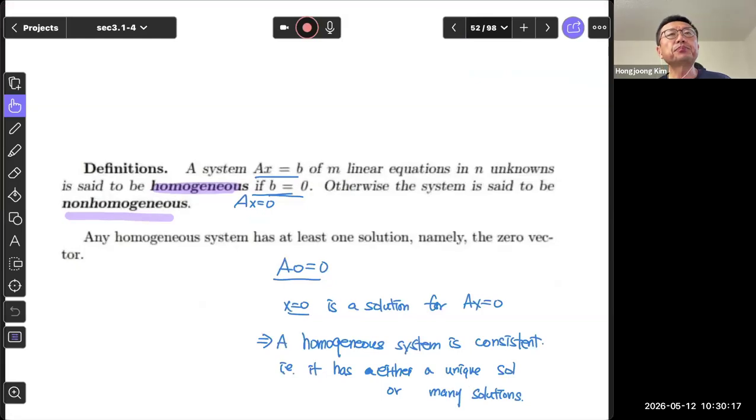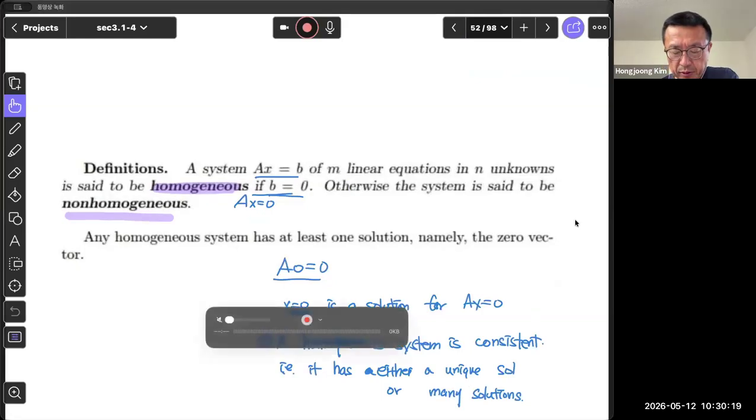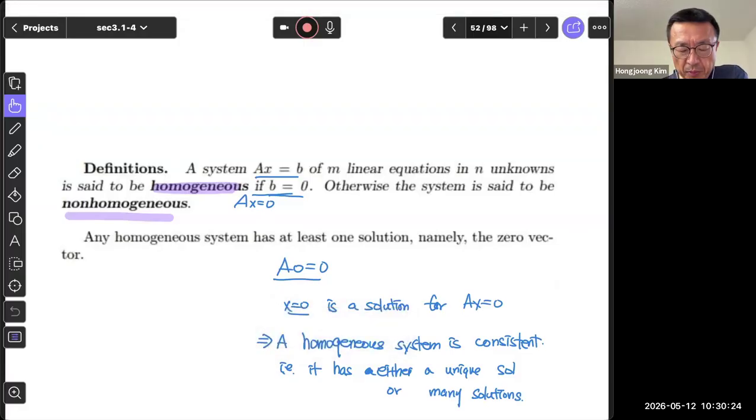Okay. So we were considering the homogeneous and non-homogeneous problems. Given Ax = b, which is usually said to be a non-homogeneous problem, if b is identically zero, then the problem is said to be homogeneous. And as I said, we say the problem is consistent if there is a solution.